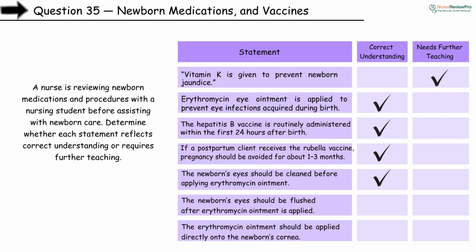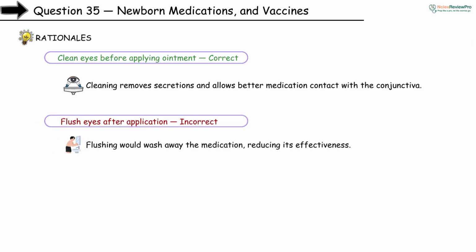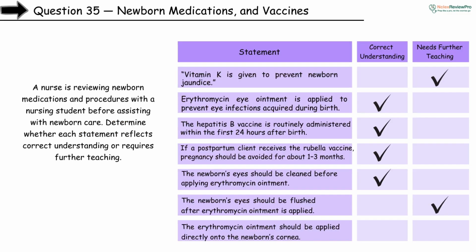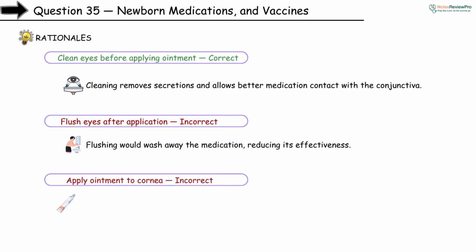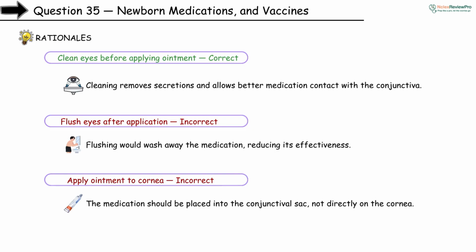The newborn's eyes should be flushed after erythromycin ointment is applied. This needs further teaching. Flushing would remove the medication and reduce its effectiveness. The erythromycin ointment should be applied directly onto the newborn's cornea. This also needs further teaching. The ointment should be placed into the conjunctival sac, not directly on the cornea.